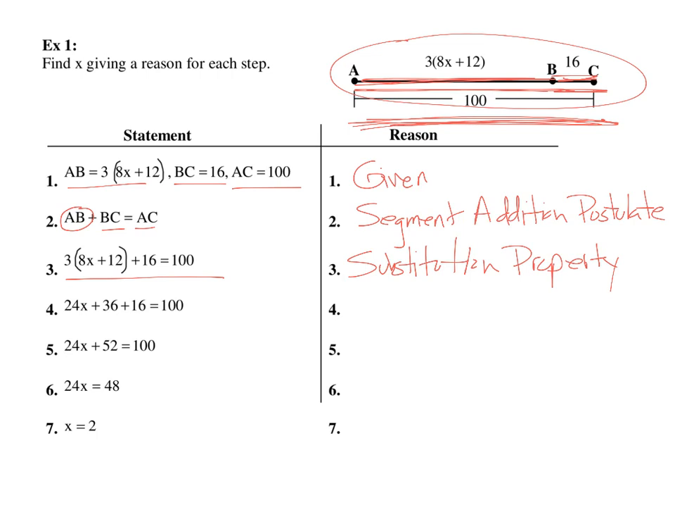All right, and now we have 24x plus 36 plus 16 equals 100. Now where did that come from? Well, what did we do before? We must have applied the what? The distribution property. All right, and how did we get statement 5? Well, what took place? We did simplification.